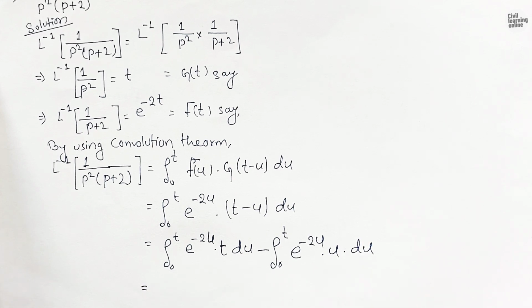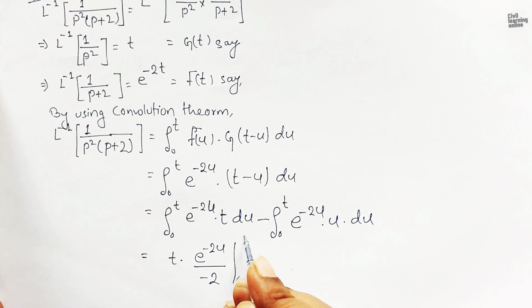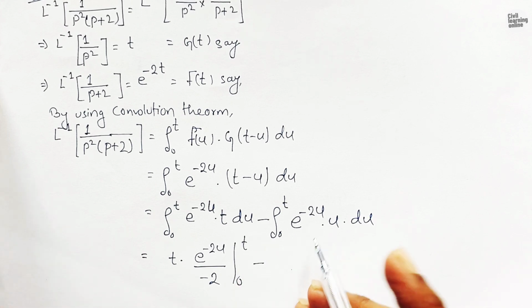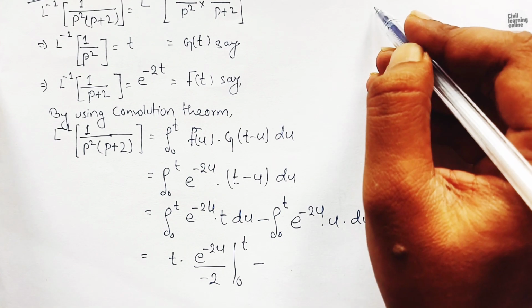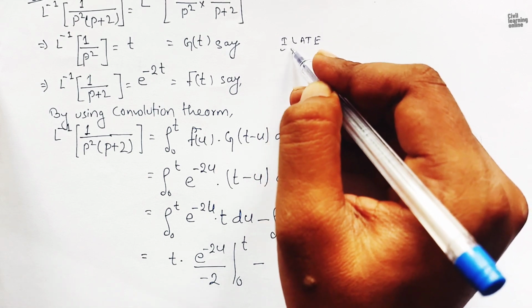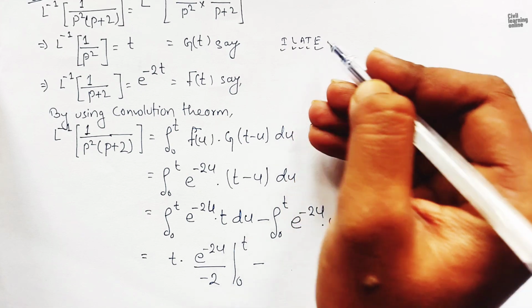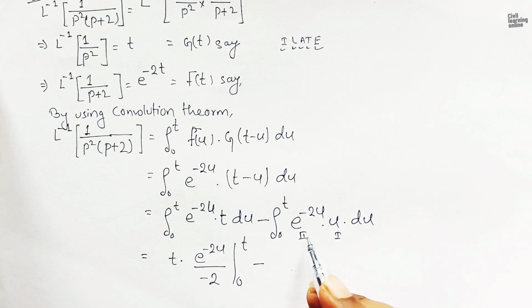Okay, so on integrating t times e to the power minus 2u, we will have t times the integration of e to the power minus 2u, which will be e to the power minus 2u by minus 2, from 0 to t, minus u times e to the power minus 2u. Now here we will apply the integration by parts concept. We use ILATE: first inverse, then log, then algebraic, then trigonometric, then exponential. So we have exponential and algebraic. U means algebraic, so algebraic comes before exponential. So this is our first and this is our second expression.